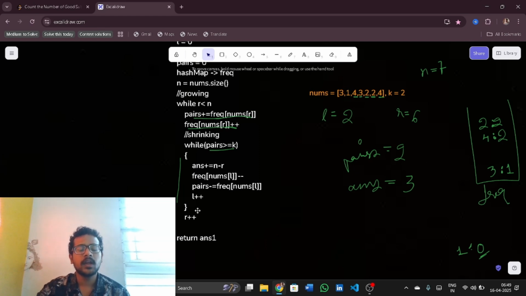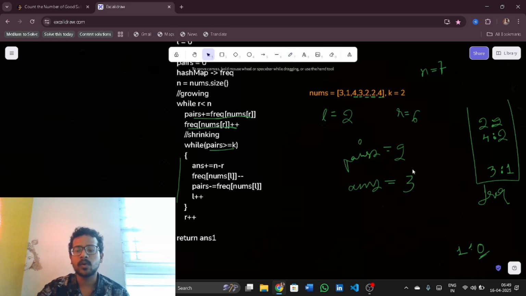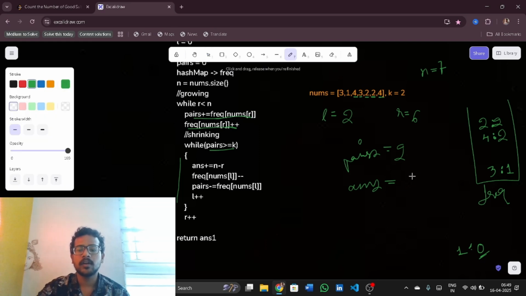Now here, pairs is it greater than or equal to 2? Yes, it is greater than or equal to 2. Now answer plus is equal to n minus r. 7 minus 6 is 1. So I have totally 4 pairs. This is also a valid pair. So this is how you solve this problem, and this will continue. L will become 3, 4, 5, 6, and it will stop here. So this is how the diagram works.